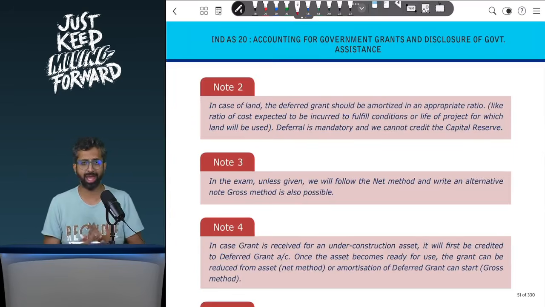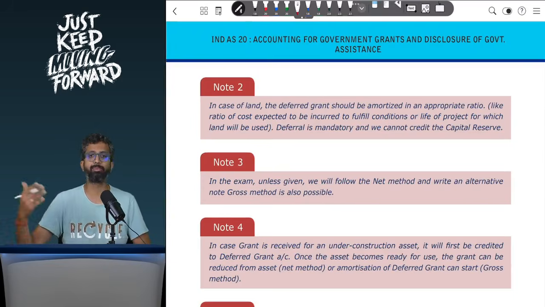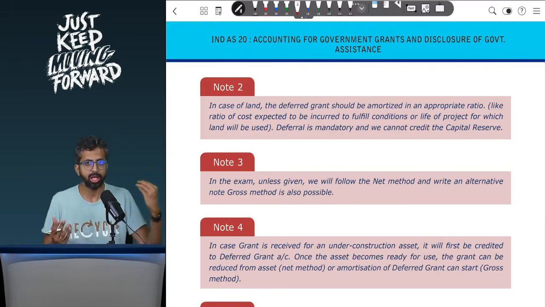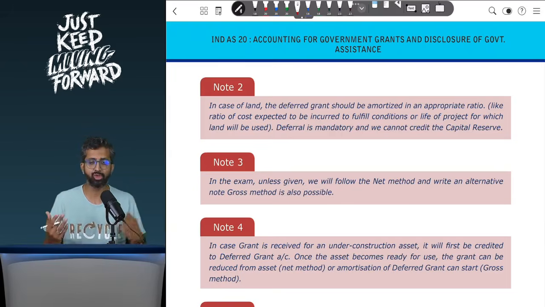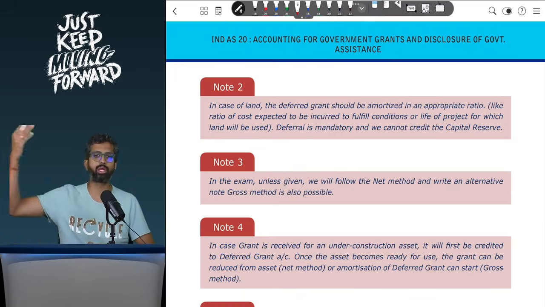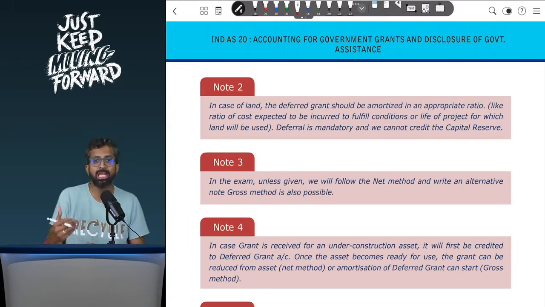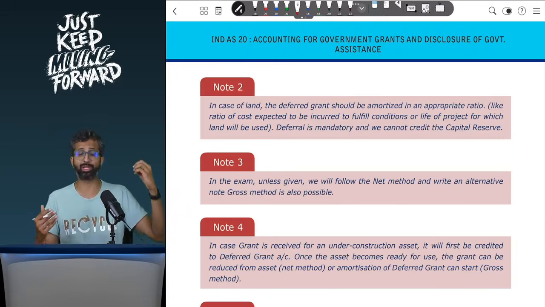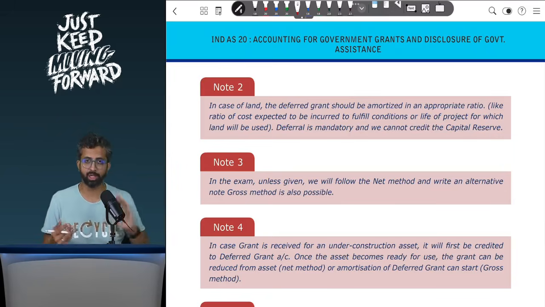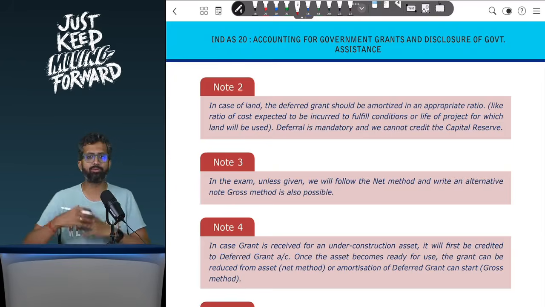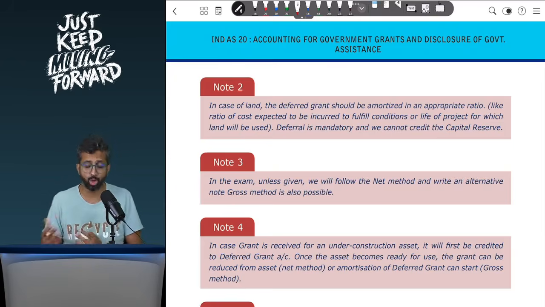Second, what happens in case of the deferred grant method if there is some non-depreciable asset like land? For example, if you were to get a grant for a freehold land that does not get depreciated, in which case the balance in the deferred grant will continue to remain. Well, under AS, you used to take it to capital reserve. Ind AS prohibits you from taking anything into the capital reserve. They will say that, okay, if you don't have the ratio of depreciation, you will amortize it in some other appropriate ratio, maybe the ratio of expenses that are incurred to fulfill the conditions of the grant, or maybe the life of the project for which the land is going to be used.